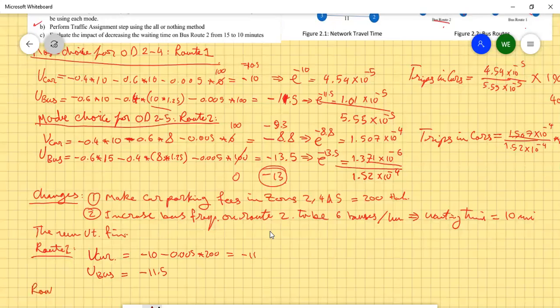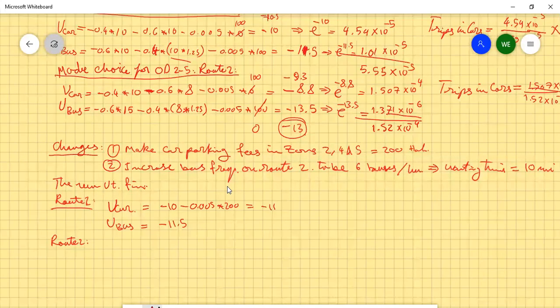For route 2, both are going to be changing. So we have here utility for car equal minus 8.8 minus 1, so equal minus 9.8. And utility for bus equal minus 13.5 plus 0.6 multiply 5, because there is a reduction here. Okay, this is going to be reduced to be 10. So the delta is minus 5. So minus 5 minus, it becomes positive. So here this will be 10.5.